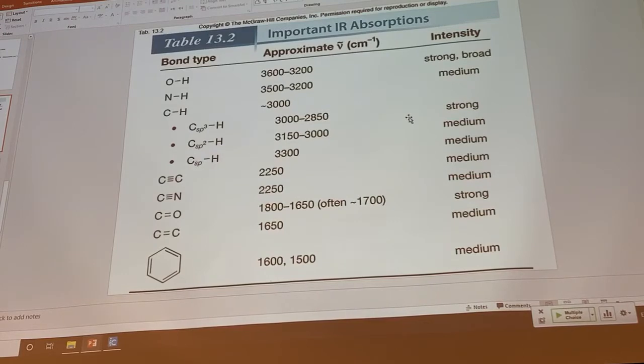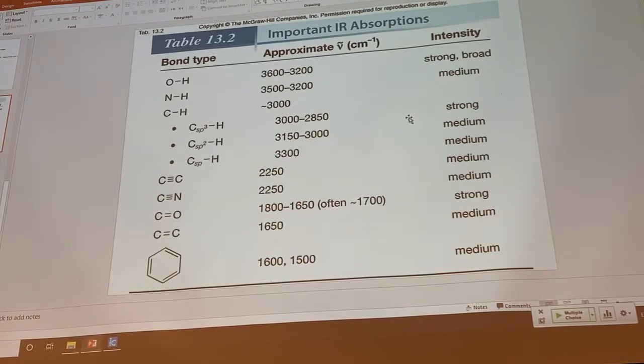Okay, because many of the ones that are less important, in my opinion, the information that you would get from them is more easily obtained from an NMR spectrum. So we're going to focus on the information that is most easily obtained from the IR spectrum, and we're going to ignore the other things that you can learn easier from an NMR spectrum.